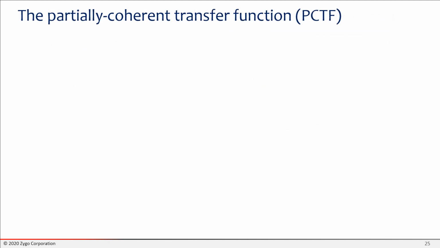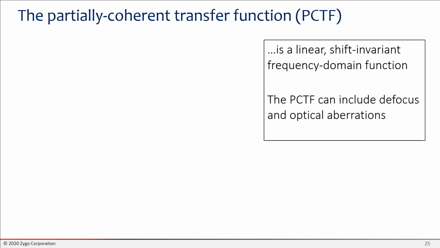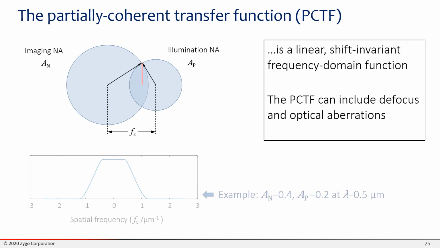The model uses a partially coherent transfer function, or PCTF. So what is that thing? It is a linear shift invariant frequency domain function, and it includes the limiting apertures, but also defocus, optical aberrations, and so forth. If you've got a diffraction limited system, then it's the cross correlation of the illumination pupil and the imaging pupil. This is a calculation that's familiar in conventional microscopy for what's called, in that context, the apparent transfer function. And the result looks something like this. As a function of spatial frequency, you see that things start to taper off as the cross correlation starts to tend towards zero for the higher spatial frequencies.